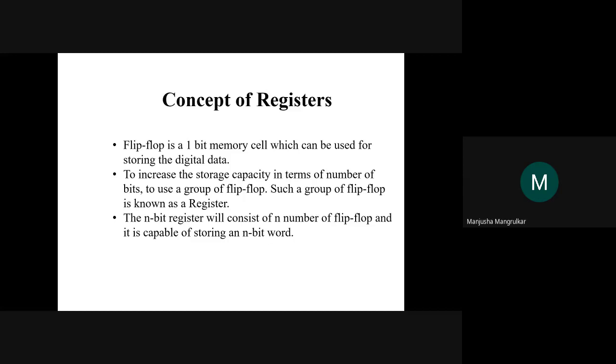An n bit register consists of n flip-flops, and it is capable of storing an n bit word, right? Each bit is stored in a single flip-flop. If you are storing 128 bits, you need 128 flip-flops to store the 128 bits, right? Understood? Before this lecture, we have seen the flip-flop. Now, what is the application? This register is the application of flip-flop, right?